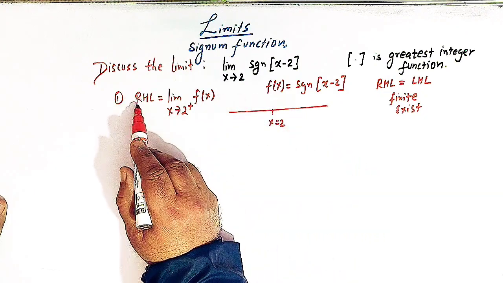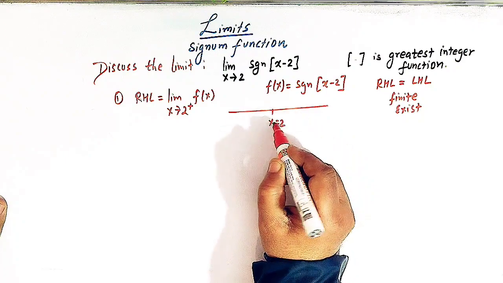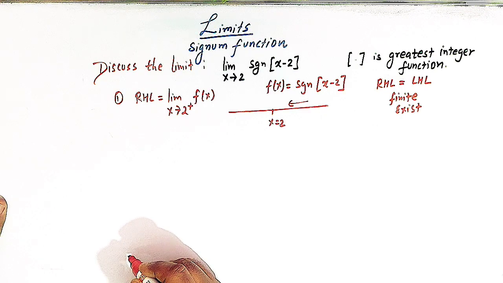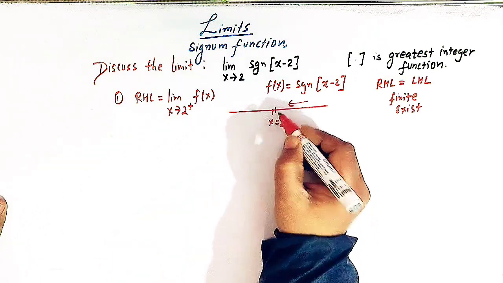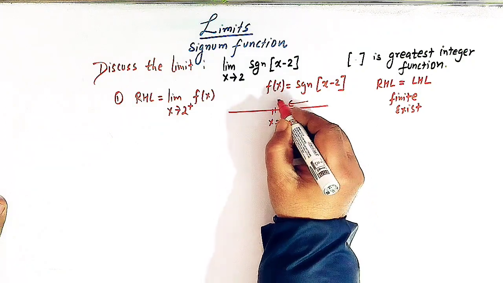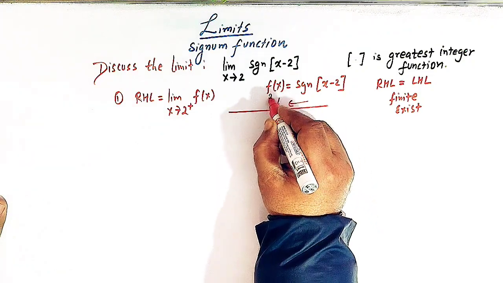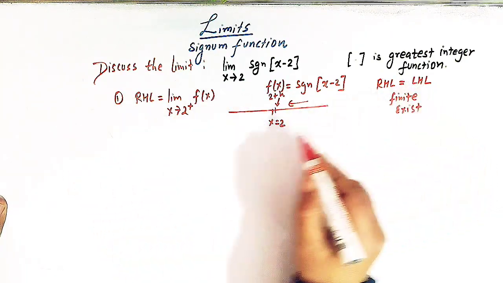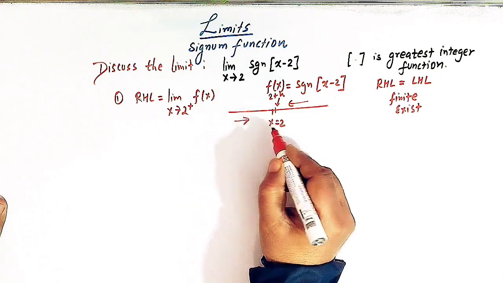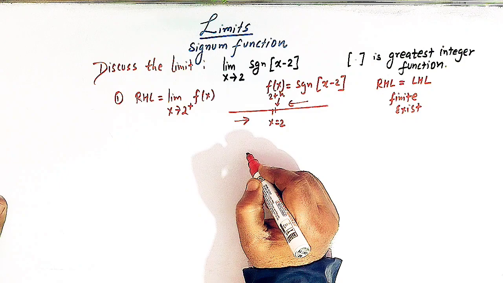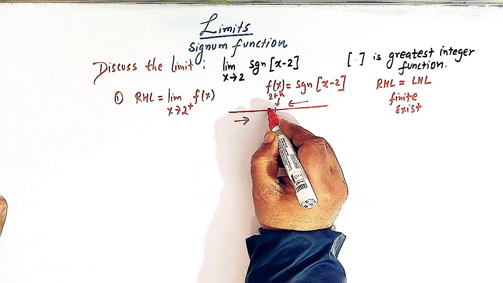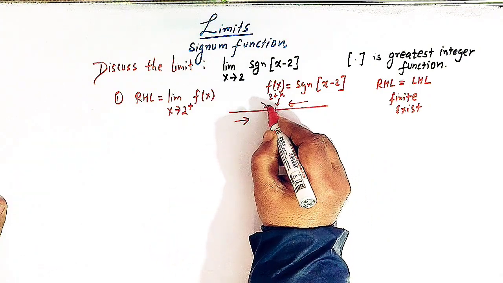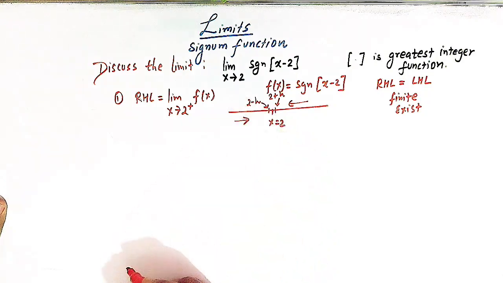So when we find out the right hand limit, then we approach towards x is equal to 2 from the right of x is equal to 2, and we take a point in the right neighborhood of x is equal to 2, and this point is 2 plus h, right? And when we find out the left hand limit, then we approach towards x is equal to 2 from the left of x is equal to 2, and we take a point in the left neighborhood of x is equal to 2, and this point is 2 minus h, right?